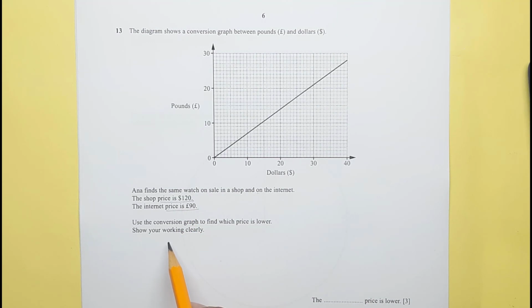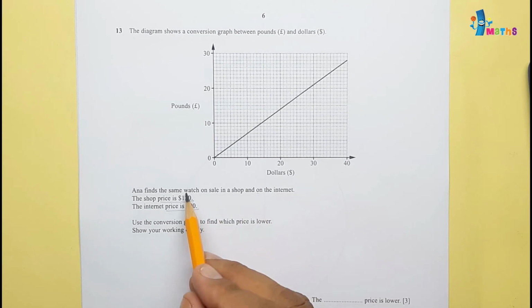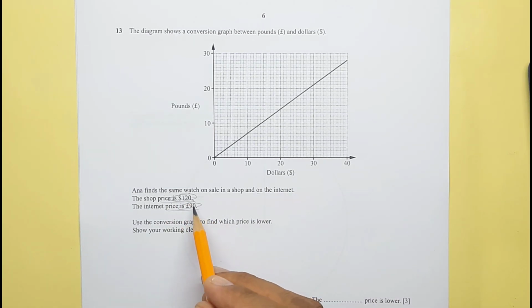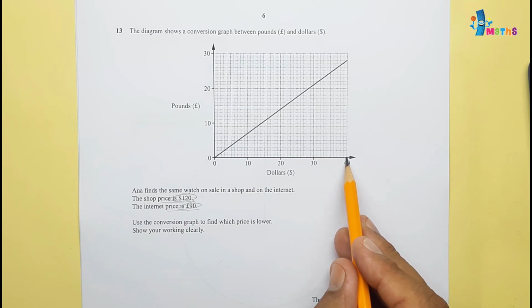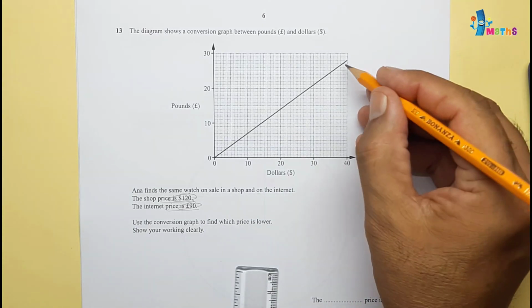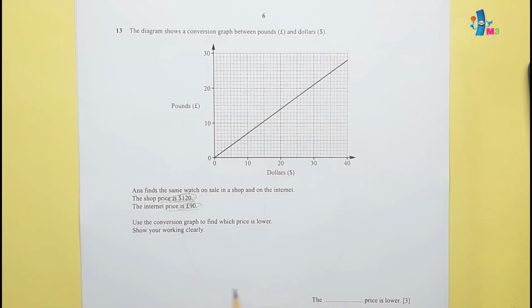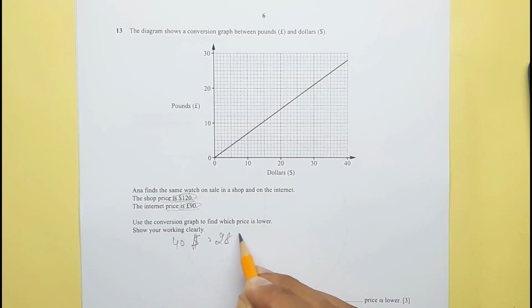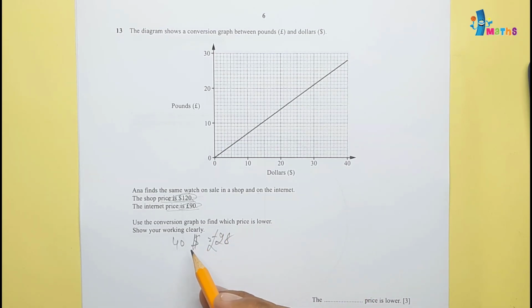So conversion we can check from here. $40 will be, basically this is $120 and 90 pounds. 120 is not covered up to this, so we can use $40 and multiply it by 3. So if we check from here, this will be up to this one, which is 28. So we can write $40 is equal to 28 pounds, right? So we can write here pounds and dollars also.